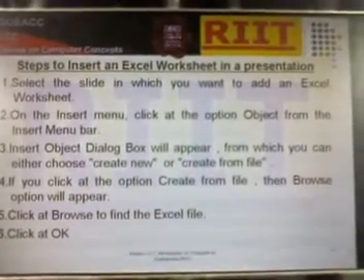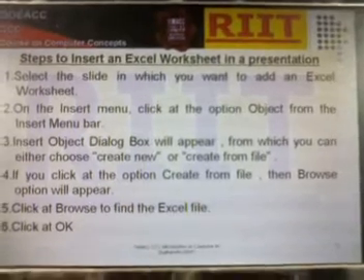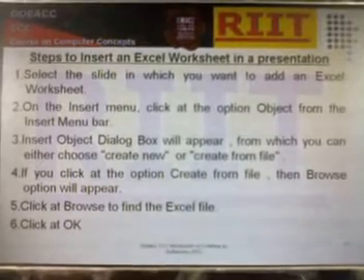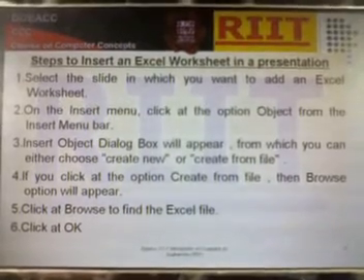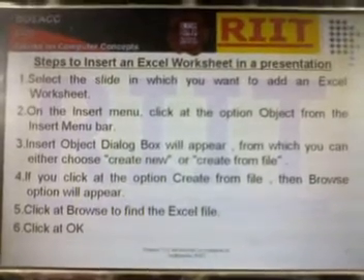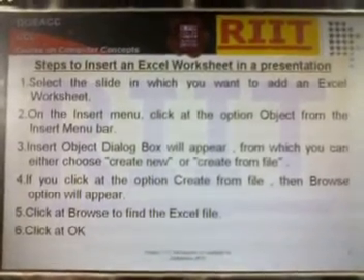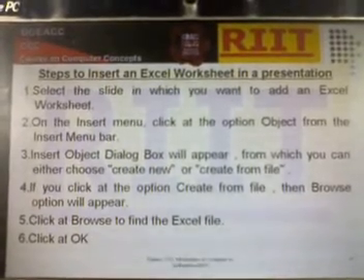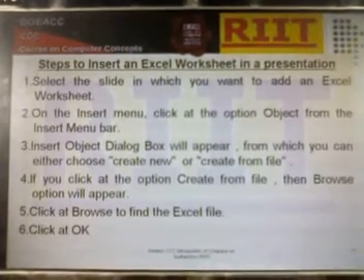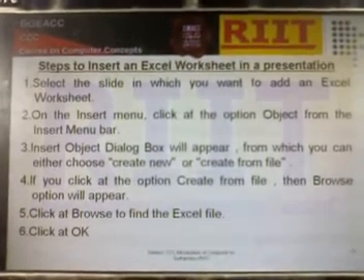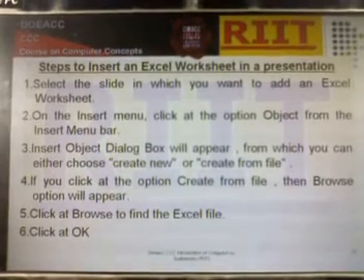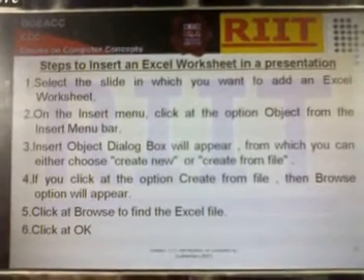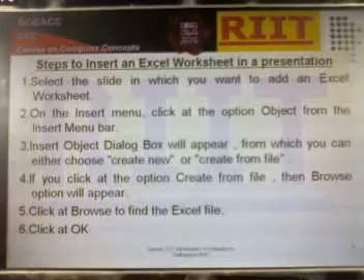Steps to insert an Excel worksheet in the presentation. Select the slide in which you want to add an Excel worksheet. On the Insert menu, click at the option Object. The Insert Object dialog box will appear, from which you can either choose Create New or Create from File. If you click at the option Create from File, then the Browse option will appear. Click at Browse to find the Excel file. Click at OK.